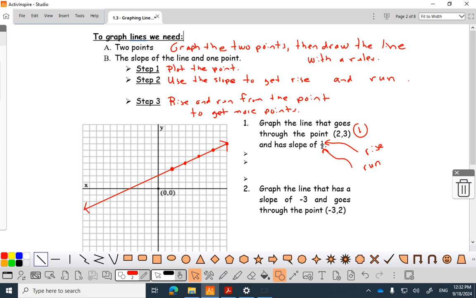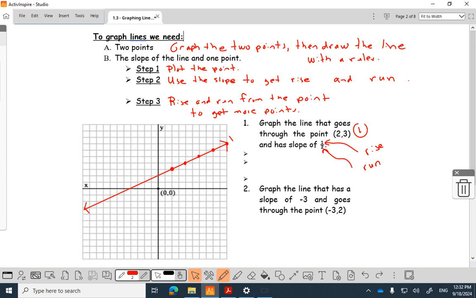Last thing, label it somehow. This was question 1, so I'm just going to put a little 1 beside it so you can see that that was line 1. Because on this one, and in the homework, it asks you to do like 3 or 4 of them on one page. If you don't label them, things are going to get confused. Question? Yeah.